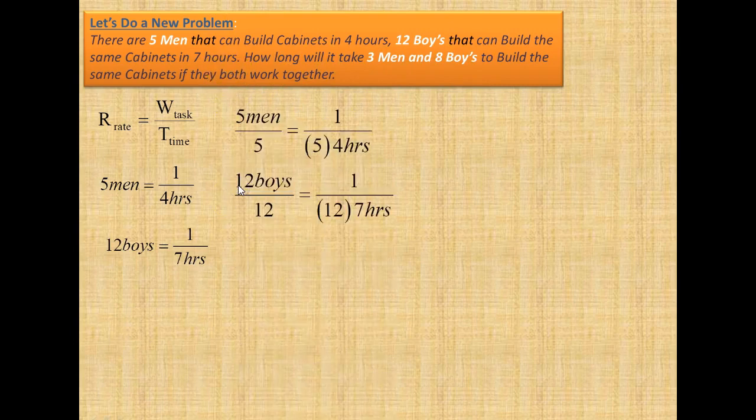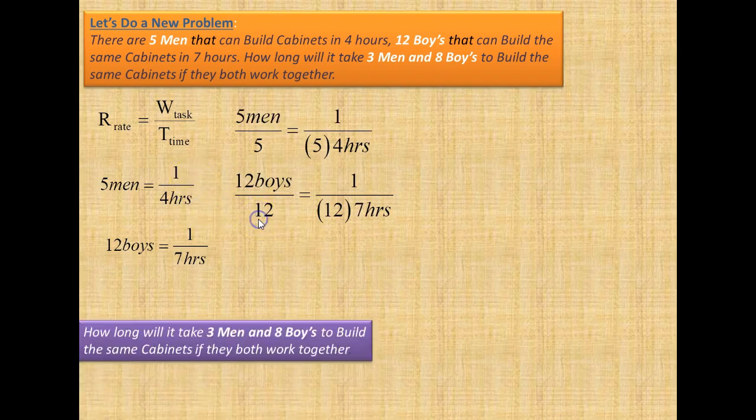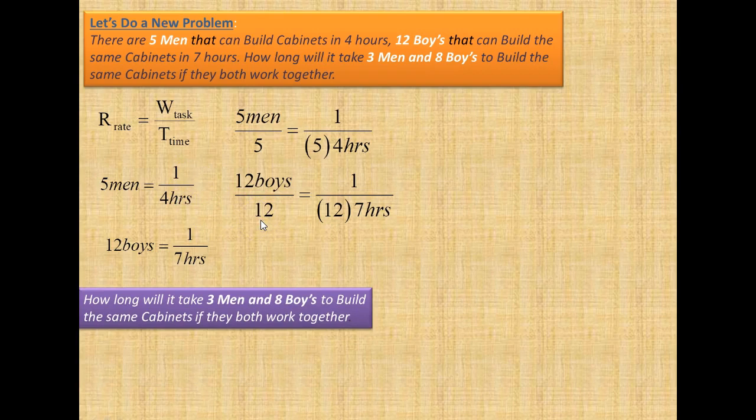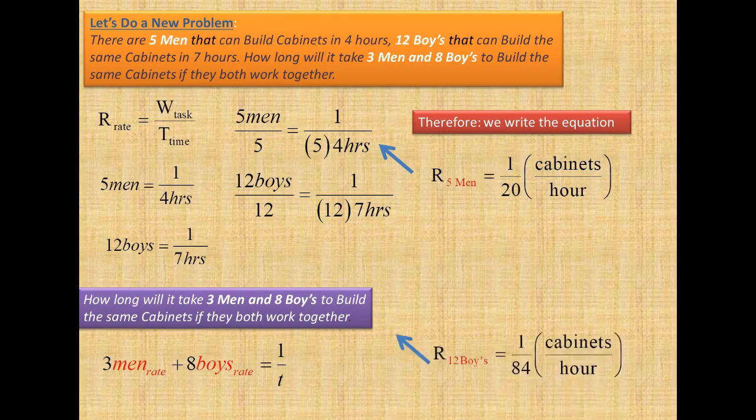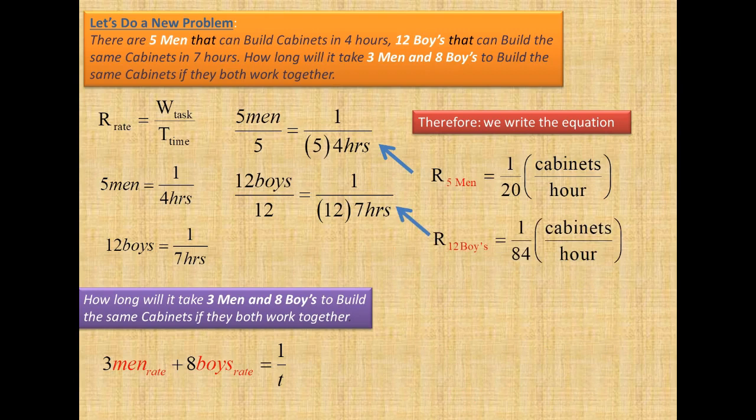So we divide through by 5, both sides of the men equation, and divide through by 12, both sides of the boys equation. How long will it take 3 men and 8 boys to build the same cabinets if they work together? Well, we have 3 times the men rate plus 8 times the boys rate equal 1/T. Therefore, we write the men's rate equation, which equals 1/20th cabinets per hour. And we write the boys' rate equation, 1/84th of the cabinets per hour.